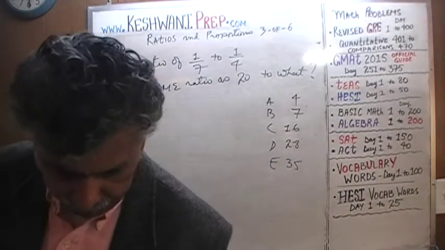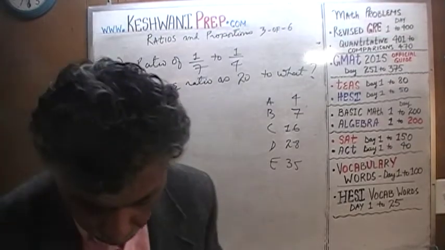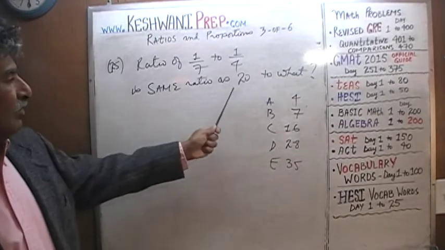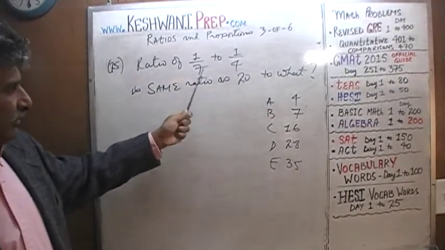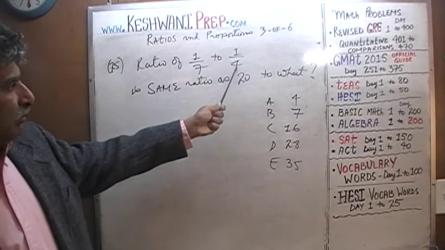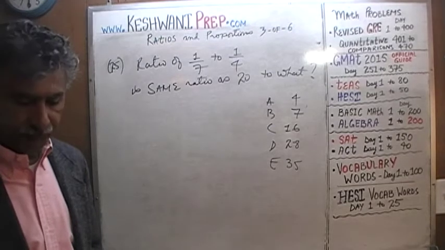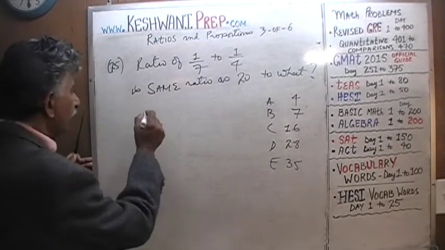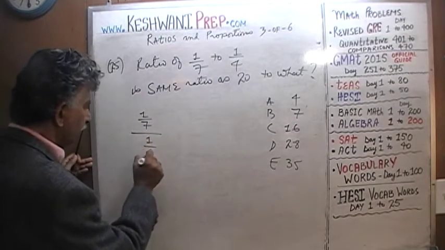Here is what it says. It says that the ratio of 1/7 to 1/4 is the same as the ratio of 20 to what? In other words, instead of 1/7, if we had a 20, what do we need to put here to make sure that the ratio does not change, it stays the same ratio? Let's do it together, shall we? So the ratio we have is 1/7 to 1/4.